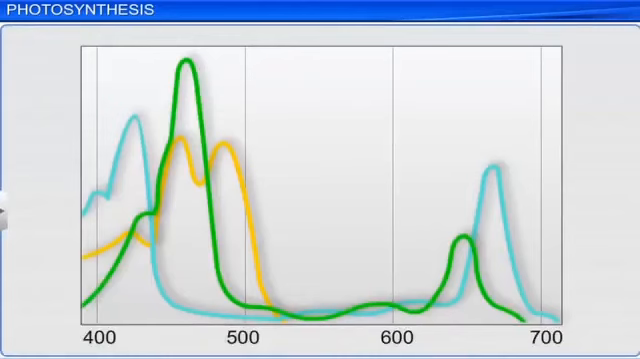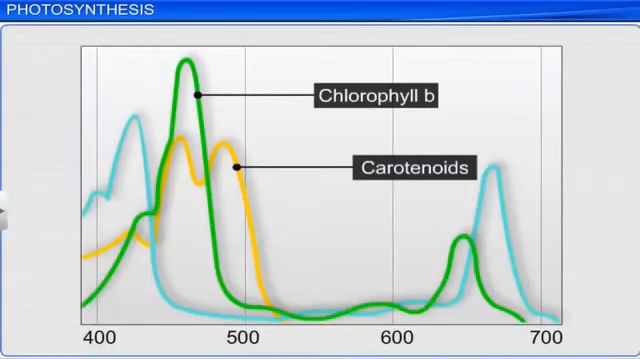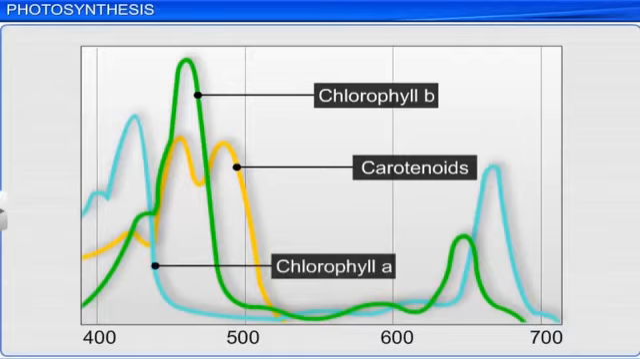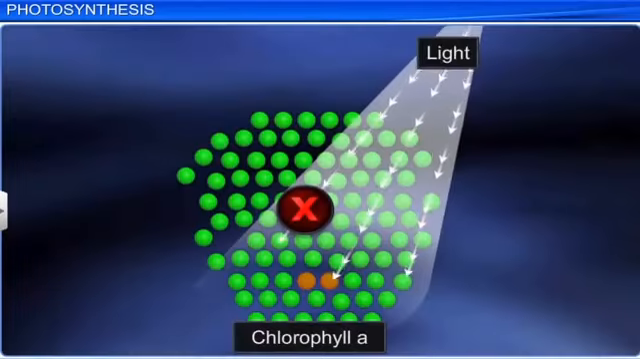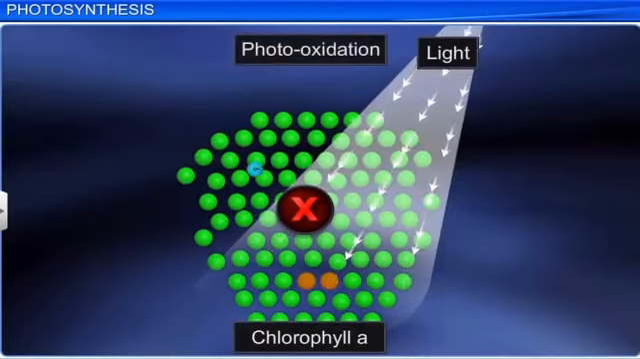This shows that the accessory pigments chlorophyll B, carotenoids, and xanthophylls also trap energy, but they transfer it to chlorophyll A. This helps the plant to utilize a wider range of wavelengths from the incident light and also protects chlorophyll A from photooxidation.